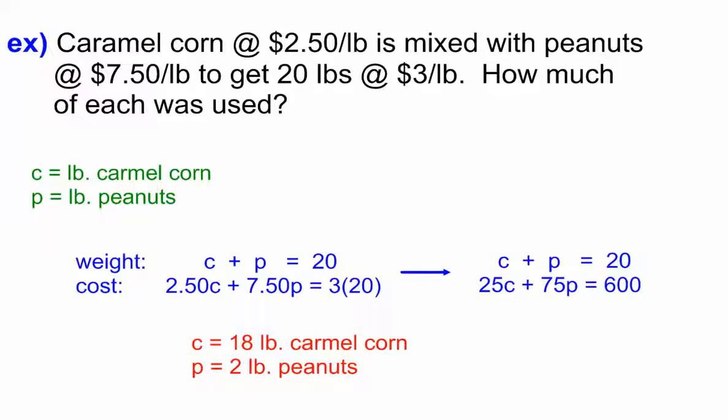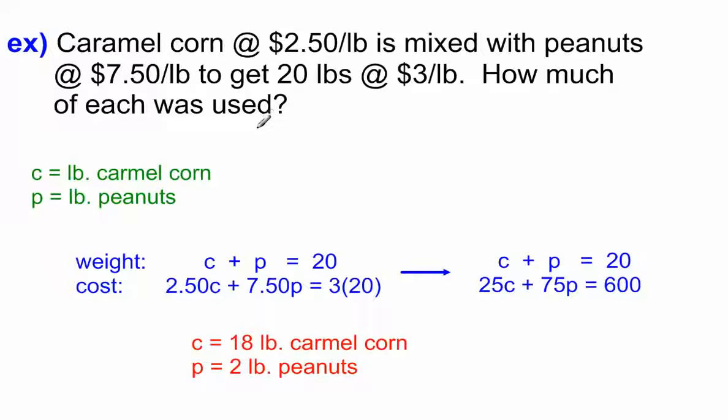Another application of systems with two equations are mixture type problems. In this one, we've got caramel corn at $2.50 a pound being mixed with some peanuts that are more expensive at $7.50 a pound. And we want to get a 20-pound mix that will be able to sell for $3 per pound, without losing any money. So we want to know how much of each should be used.